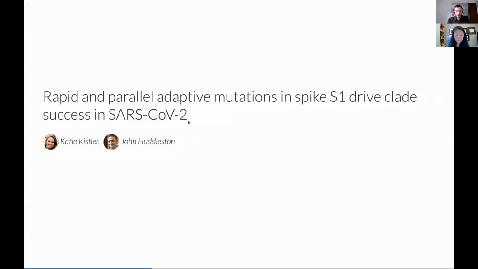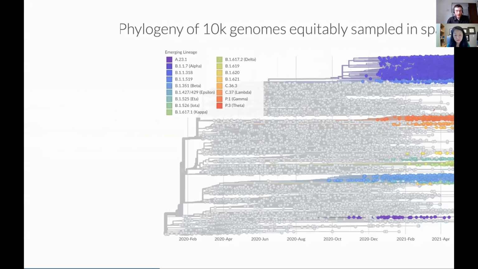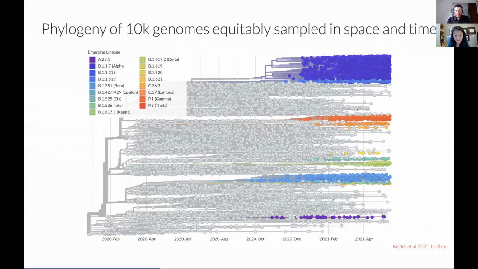sought to assess the amount of adaptive evolution going on and to quantify this in spike versus other regions of the genome. So here we took a phylogeny of 10,000 genomes, where we tried to sample these as equitably as possible in space and time to avoid sampling biases. If you just took what's in the database, a very large fraction is from the US, the UK, and Europe. And so we wanted something that was more representative of the global pandemic.